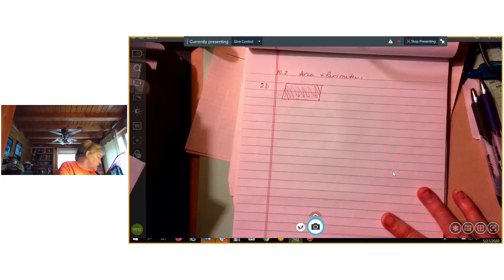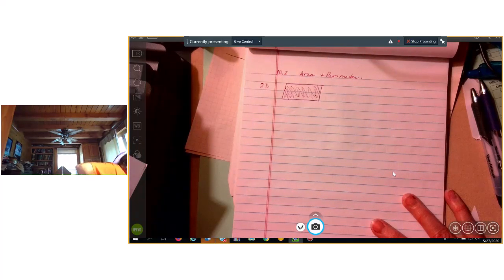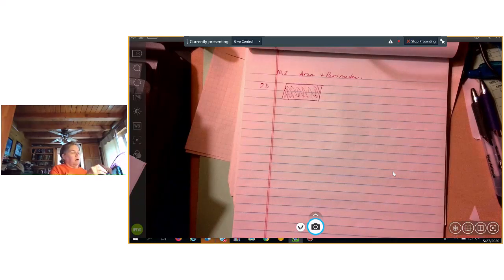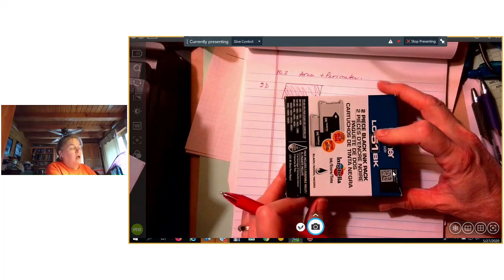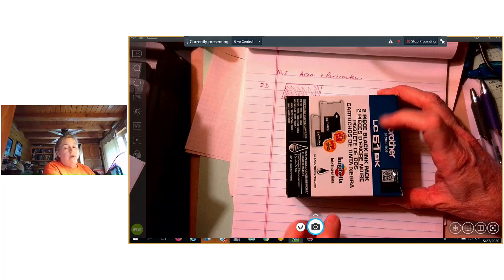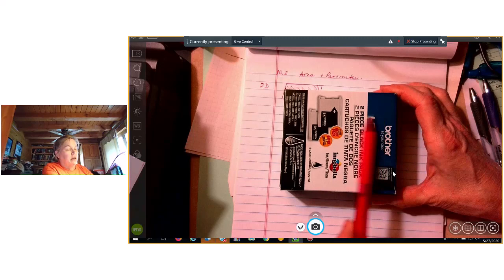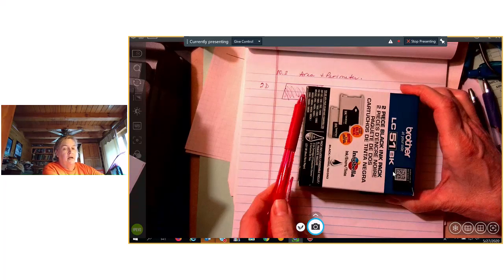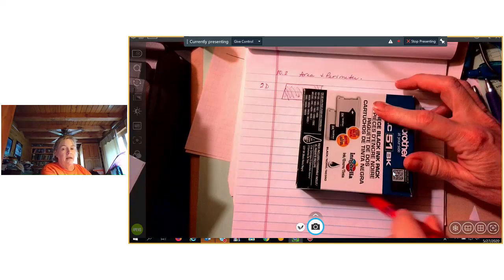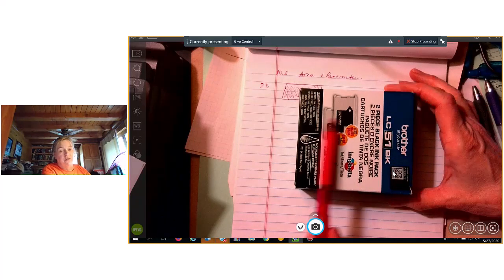Now, if I had a three-dimensional object, let's say a box of ink that I just bought. This is a 3D object. The area is what we call surface area on a 3D object. So that means that it's this area here. It's the area on this side, this side, this side, and this side, plus the area on the bottom. And this is called surface area.